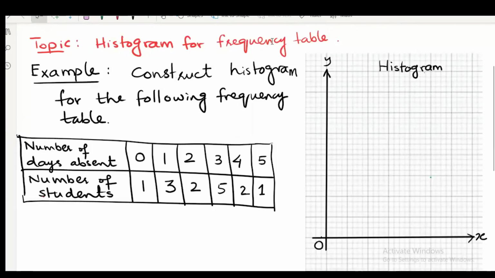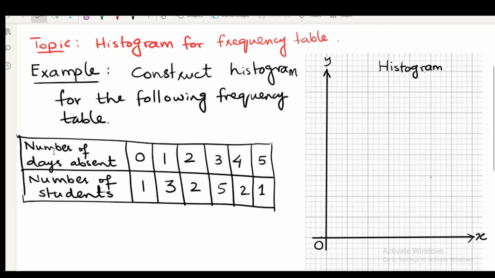In this video, I'm going to explain how to construct a histogram for a given frequency table. Let's take an example. Construct a histogram for the following frequency table. There is a frequency table which has two rows.